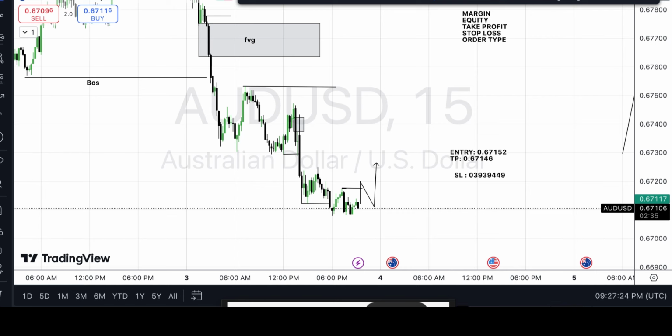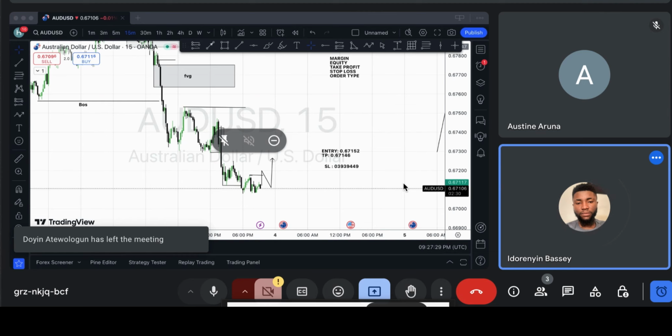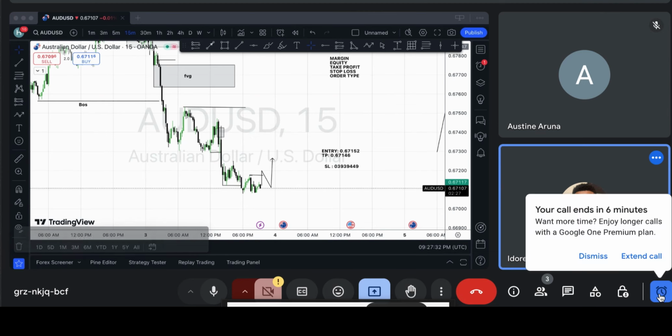Because of time, I will not be explaining everything in detail, because we have less than 10 minutes before this class is going to go off. Okay, we have 6 minutes. So buy stop is placed above the current market price, anticipating a breakout and continuation of an upward movement. A sell stop is placed below the current market price, expecting a breakdown and continuation of a downtrend.